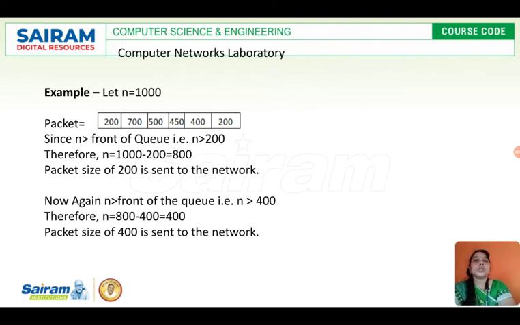So this is how the algorithm works. First we have to know the size of the bucket or buffer, and whether it can accommodate the packet. The packet size should be less than the bucket size or buffer size. If it is less, we can accommodate it. If it is more, then the remaining amount will overflow, which we call packet loss.